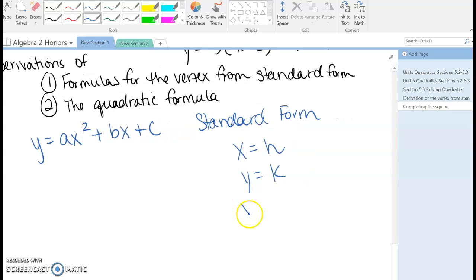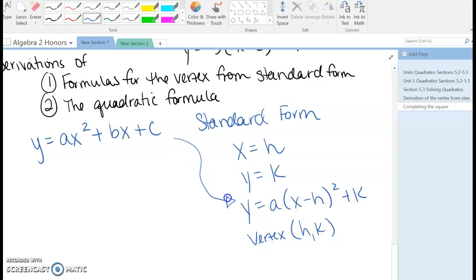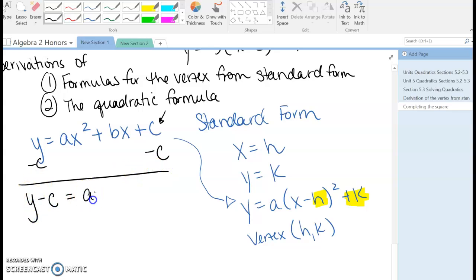Again, thinking about this in the format of vertex form, it looks like this, right? Where h comma k is our vertex. So our goal is to put this in this format so that we can very easily identify h and k. All right, so let's do that. First of all, we're going to complete the square here. So we would move that constant c over to get it out of our way temporarily so that we don't have to worry about it, right?